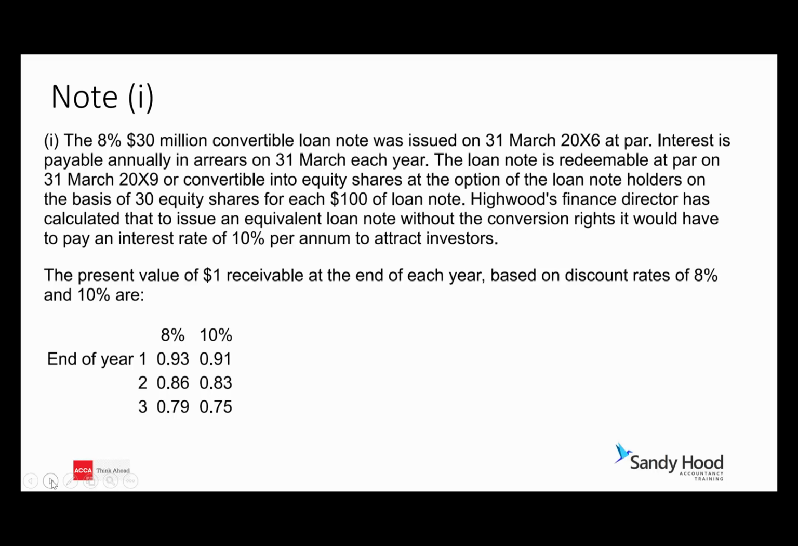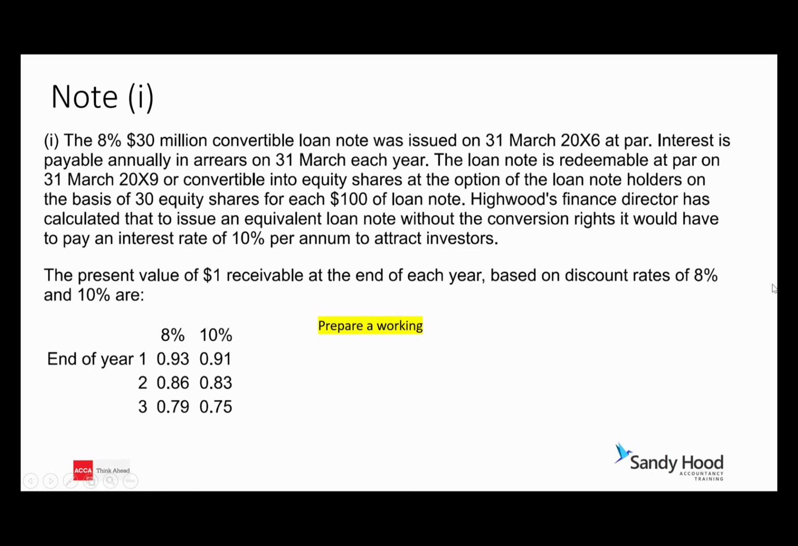Highwood's finance directors calculated that if they issued equivalent loan notes without conversion rights, they would have had to pay interest at 10%. So we're paying 8% because it's that much more attractive, because there's an opportunity of being able to make a capital gain perhaps if they are able to convert into shares. Two columns, some discount factors, and fair enough, we can work out some sums, and I think that would be where I would want to start.